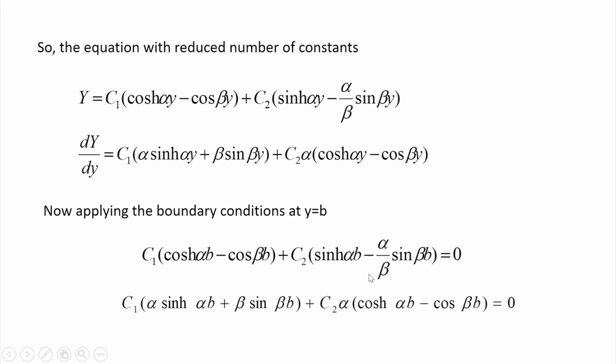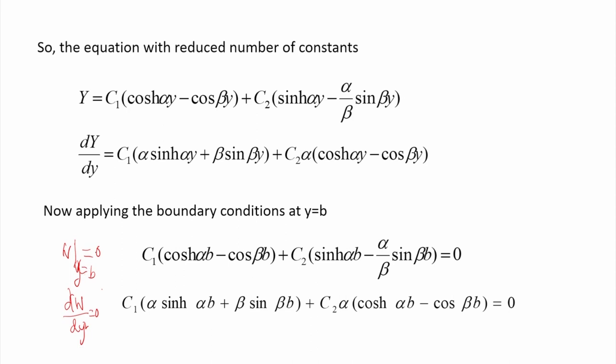So this equation is coming from the condition that the deflection w at y is equal to b is equal to 0. And the second equation is coming from the condition that del square w by del y square is equal to 0 at y is equal to 0, and this is y is equal to b, because the plate has a dimension a along the x axis and b along the y axis.